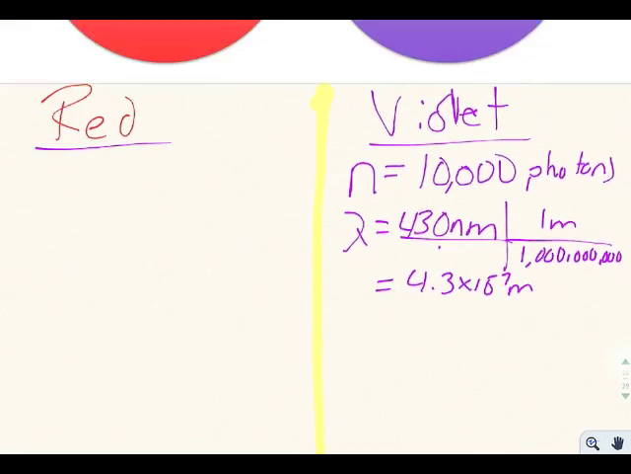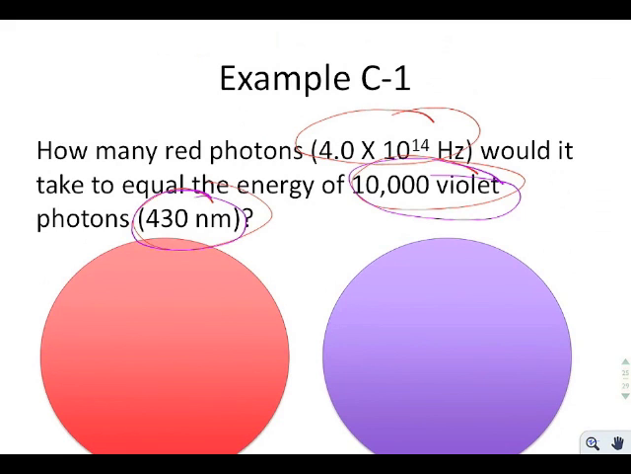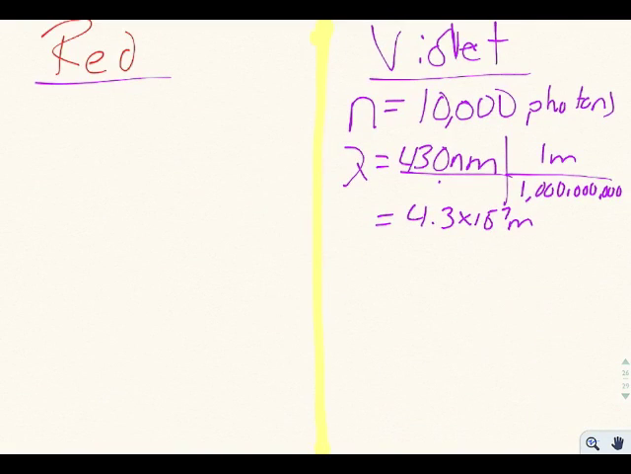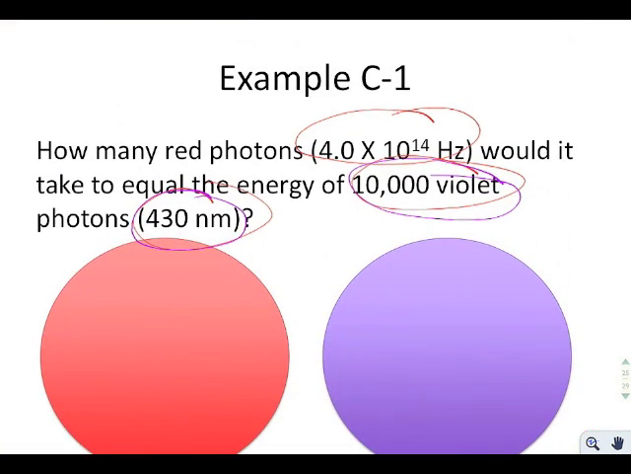Okay, now let's look at what we have for red. For red, I have the frequency of the red light. The frequency of the red light was 4 times 10 to the 14th. And what I eventually want to know is the number of photons that equal that. So if we look back at the problem, how many red photons would it take to equal the energy? So that's going to be our key here.